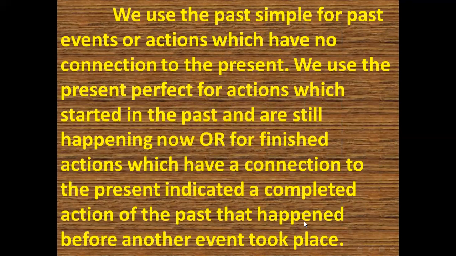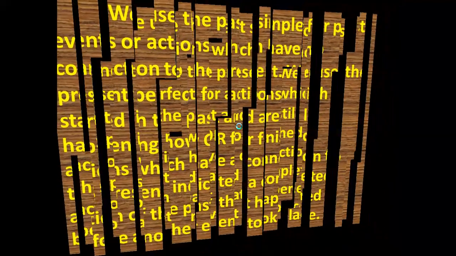We use the past simple for past events or actions which have no connection to the present, a completed action. We use the present perfect for actions which start in the past and are still happening.